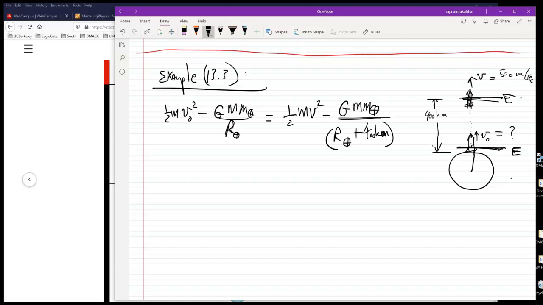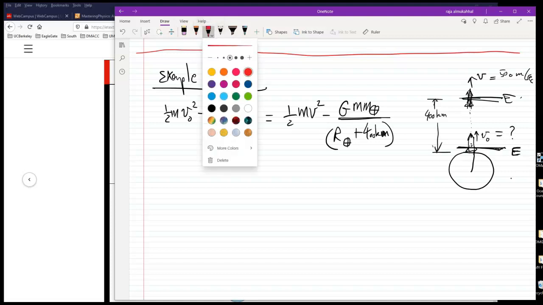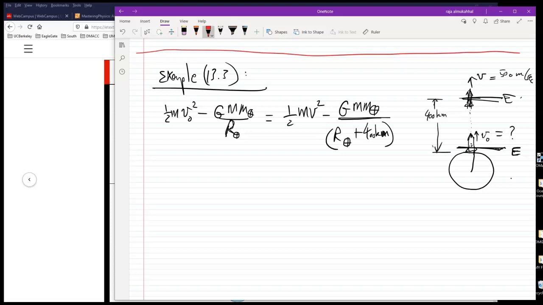I'm done with the problem. Once I get that, I have pretty much everything that I need. All I need is just to solve for that, and I'm done with the problem. Now, before I do that, I can eliminate the mass of the satellite. See that?